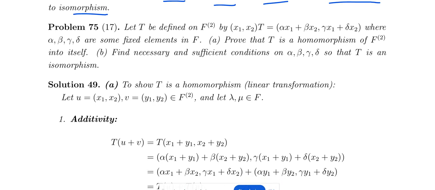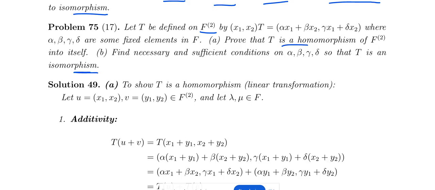And let T be defined on F power 2, where F is the field, as follows: T of (x1, x2) equals (alpha x1 plus beta x2, gamma x1 plus delta x2), where alpha, beta, gamma, delta are some fixed elements in F. Then T is a homomorphism of F power 2 onto itself, and we need the necessary and sufficient condition on alpha, beta, gamma, delta so that T is an isomorphism.